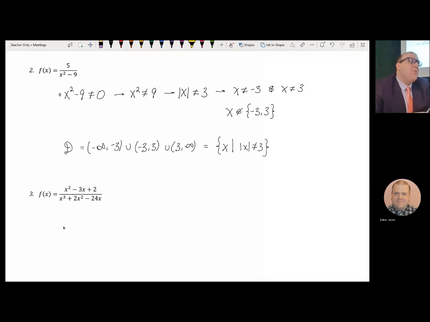When you're doing domain, it's always going to be one of these two forms, either interval or set builder.